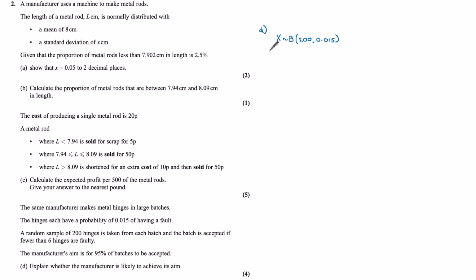Let's first look at the distribution here. If we consider a binomial distribution, we have 200 hinges is our sample, and we have a probability of it containing a fault of 0.015. I want to know what the probability is that less than or equal to 5 hinges are faulty. This is because with a binomial, if I want less than 6, I need to take less than or equal to 5, as binomial is a discrete distribution.